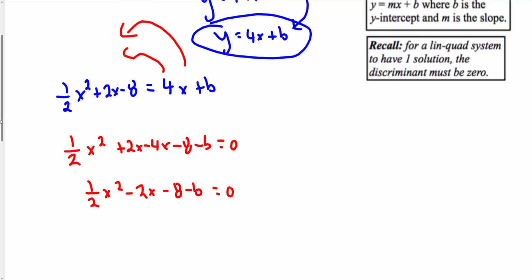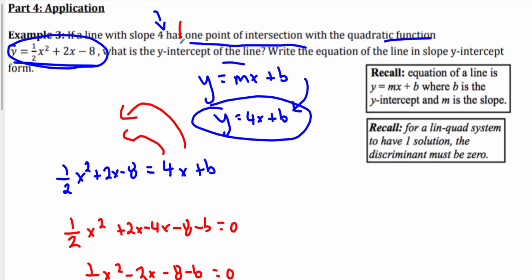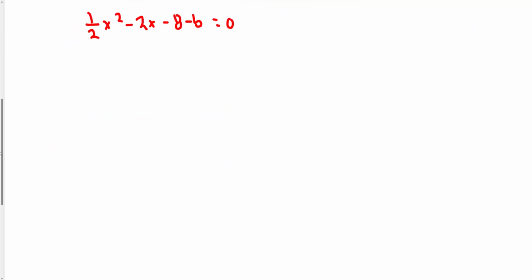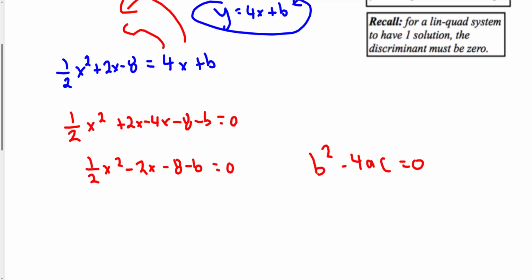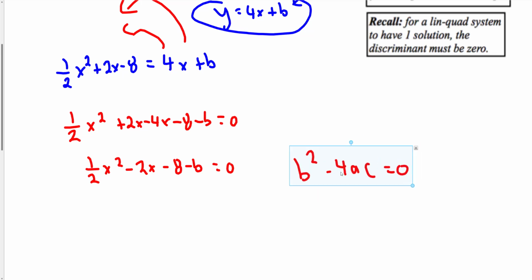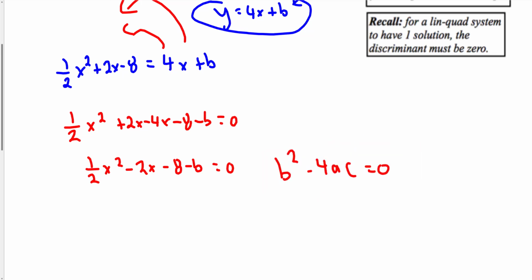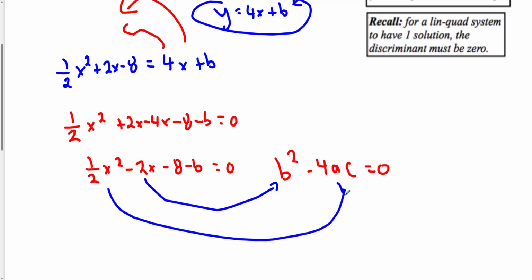Well, the information that was given was the fact that it has one point of intersection. So if something has one point of intersection, we know that the discriminant, b squared minus 4ac, is going to equal 0. And you should have done something like this in grade 10. If not, that's okay. We're doing this now. What we're going to do is substitute all the values into this equation here. So b value goes to b, a goes to a.